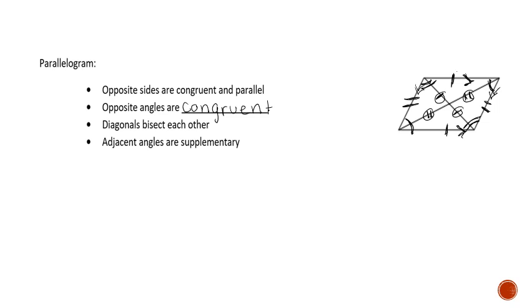The last thing you need to know is that adjacent angles are supplementary. So that means two angles that are next to each other if you went around in a clockwise fashion. So this angle and this angle are supplementary. Supplementary, just a reminder, means that they sum up to 180 degrees.